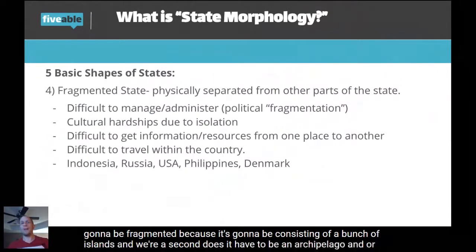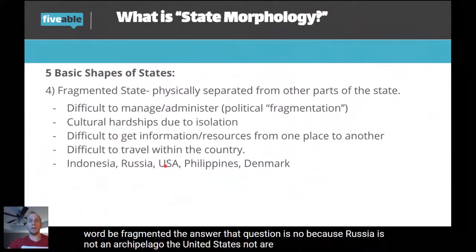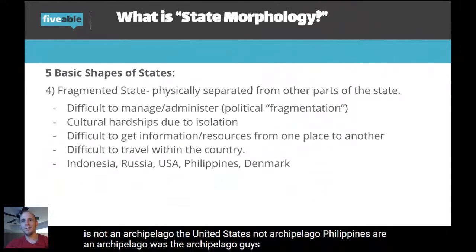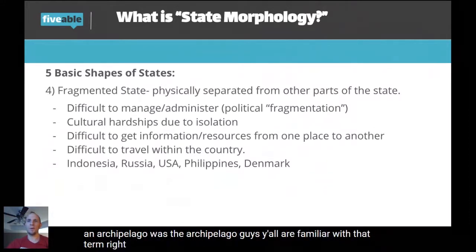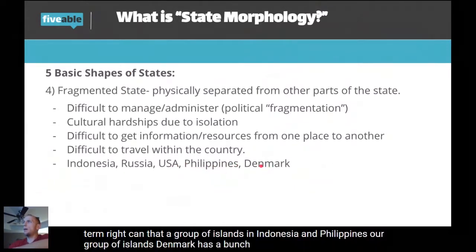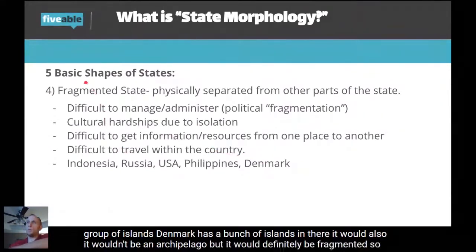Now, wait a second. Does it have to be an archipelago in order to be fragmented? The answer to that question is no, because Russia is not an archipelago. The United States is not an archipelago. Philippines are an archipelago. What is an archipelago, guys? Y'all are familiar with that term, right? So we're looking at a group of islands. So Indonesia and Philippines are a group of islands. Denmark has a bunch of islands in there. It wouldn't be an archipelago, but it would definitely be fragmented.